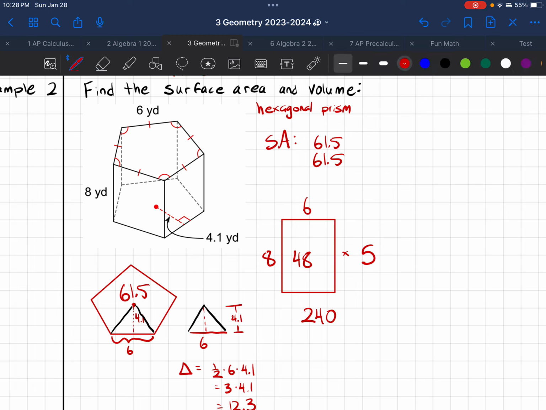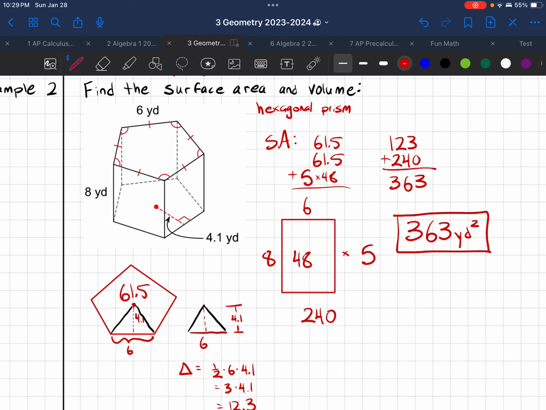So if I'm adding up all of these, here, let me show my work. I have 5 times 48. That's what I'm really adding here. This is going to turn into, if I double 61.5, I have 123. 5 times 48, I already said, was 240. So I'm really just adding these together, and I get 363. So my final answer is going to be 363 units, which in this case are yards. And we're in the second dimension, so it's going to be yards squared. Excellent. So that's my surface area.